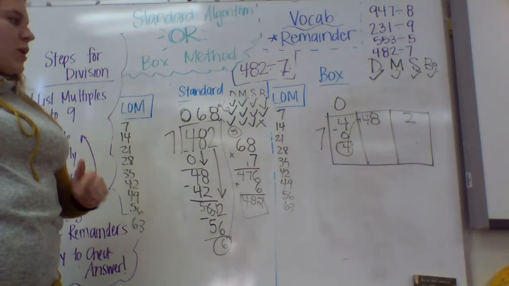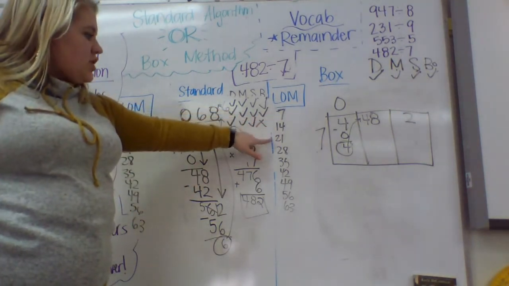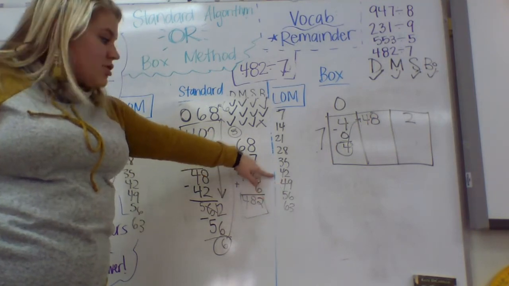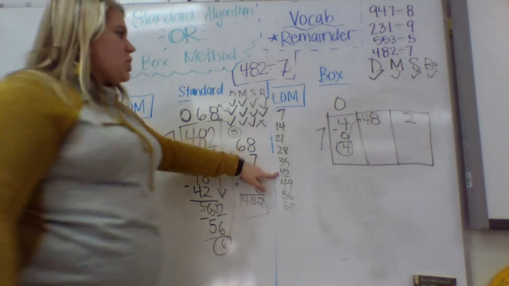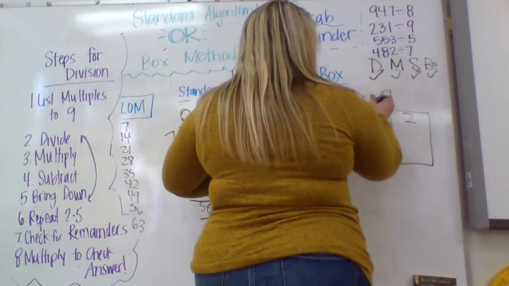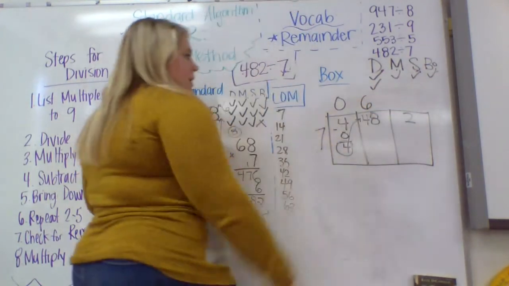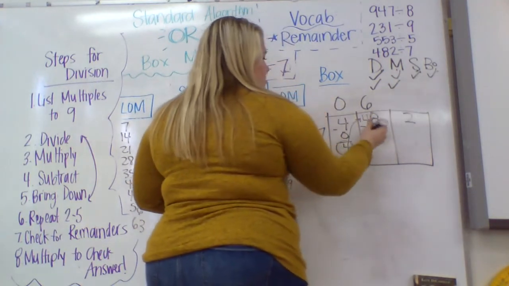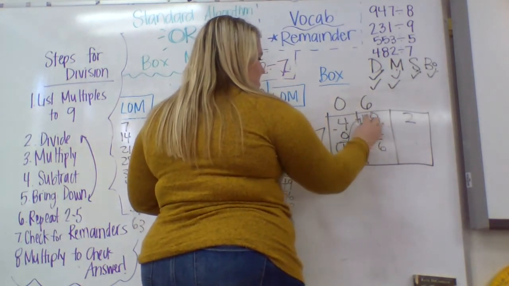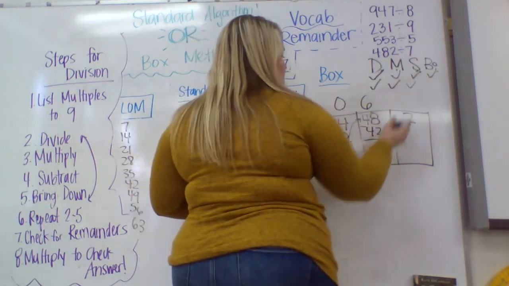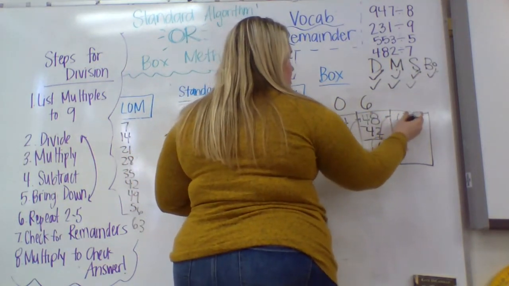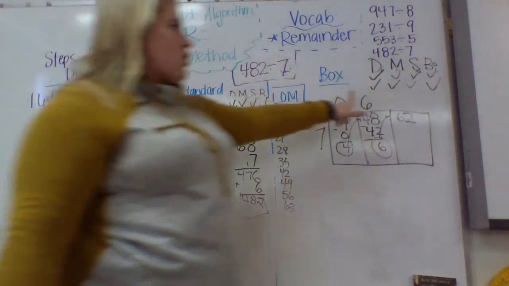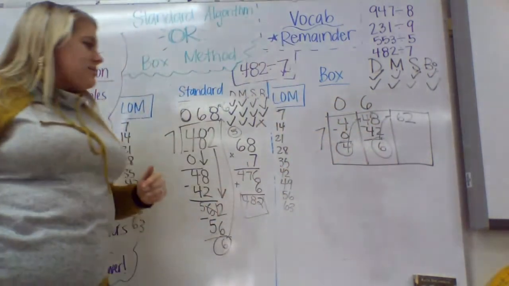How close can I get to 48 without going over? 7, 14, 21, 28, 35, 42, 49. 49 is too much. I have to go back to 42, and that is 7 times 6. Now we know 6 times 7 is 42. When I subtract those, 8 minus 2 is 6, 4 minus 4 is 0. So I have a 6 to bring over. I've got check marks all the way across, so I'm ready to start again.